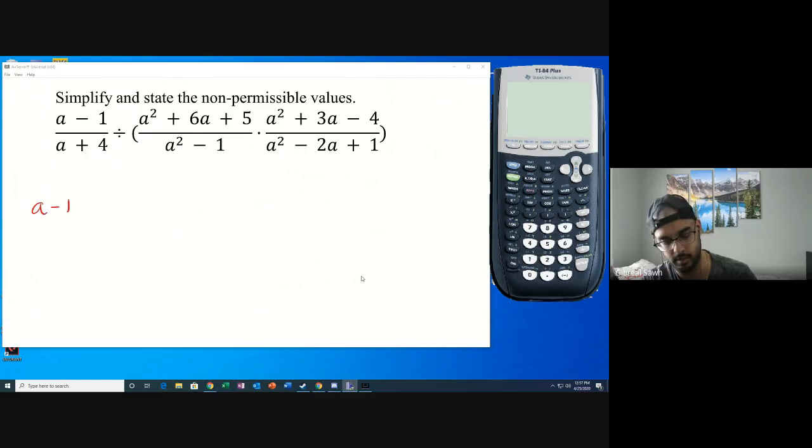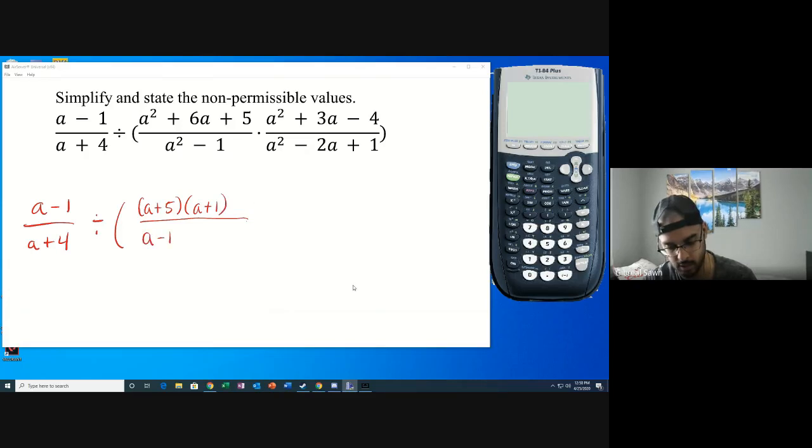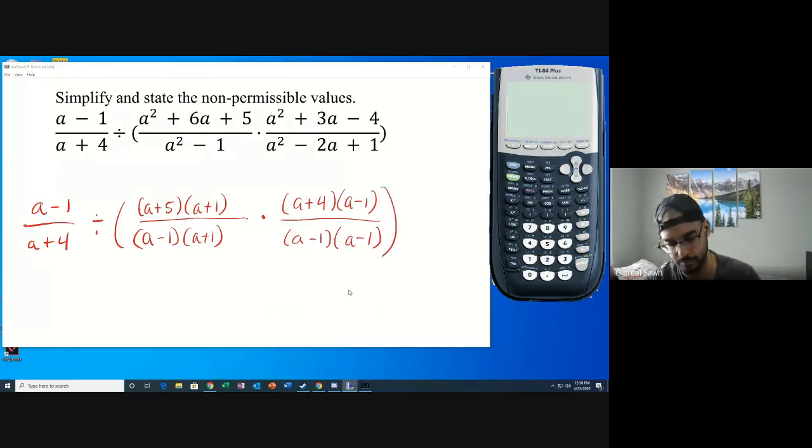we're going to end up with a minus 1, a plus 4 divided by, and then we'll go factor everything. So this will turn into, along the top, a plus 5, a plus 1, underneath a minus 1, a plus 1, multiply, this one turns into an a plus 4, and I believe an a minus 1. This one on the bottom is going to be a minus 1, a minus 1. Okay, so everything's factored.